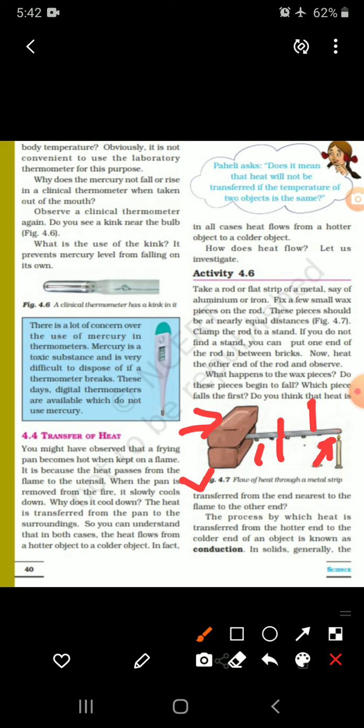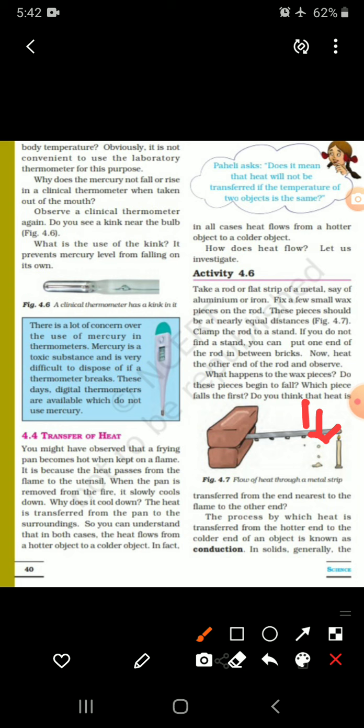Which piece falls first? You will observe that the first wax piece near the heating end will start to fall from the rod. In this way, one by one, the wax pieces will fall down. This is the transfer of heat from the end nearest to the flame to the other end. This process is called conduction.